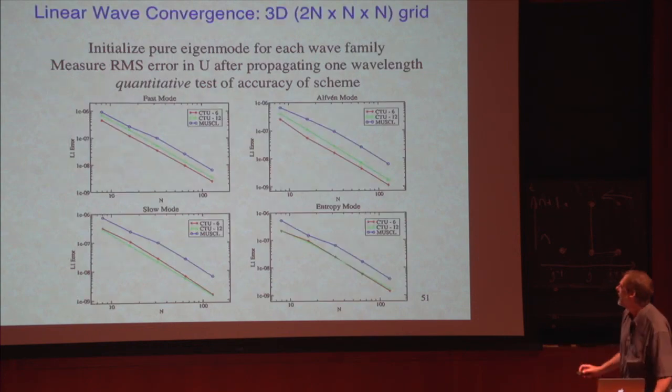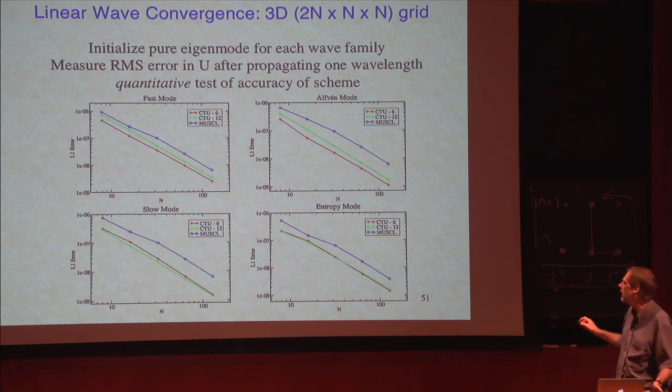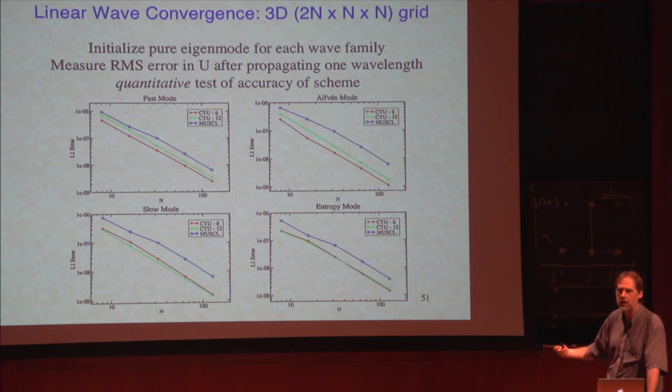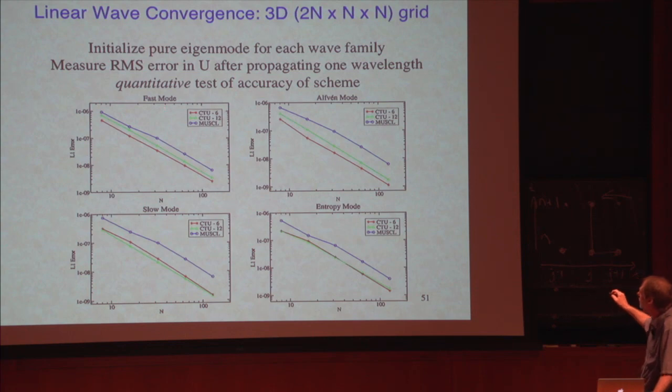And here's some examples. Linear wave convergence: you put an eigenmode of each wave family as the initial condition. You propagate it across the mesh using periodic boundary conditions, say for 5 wave periods. You then take the numerical solution and compare it to the analytic solution and compute the L1 error, the difference between numerical and analytic solution, and you plot that versus numerical resolution, number of grid points per wavelength, and it better be decreasing as you increase the resolution. This is done for fast modes, Alfvén modes, slow modes, and entropy modes.